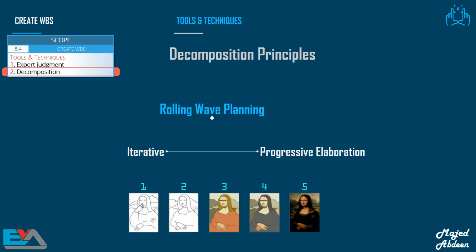Let's have a look at rolling wave planning. Rolling wave planning is an iterative planning technique in which we plan in detail the work we want to accomplish in the short term, while we plan future work at a higher level. It's a form of progressive elaboration. So the work packages, which we will implement sooner, have more detail than those further in the future.